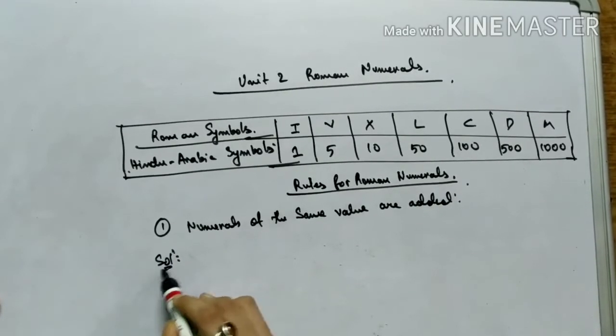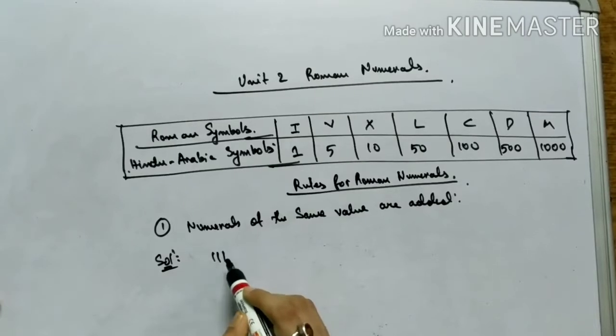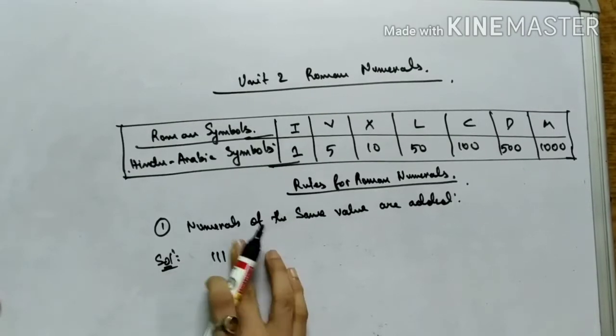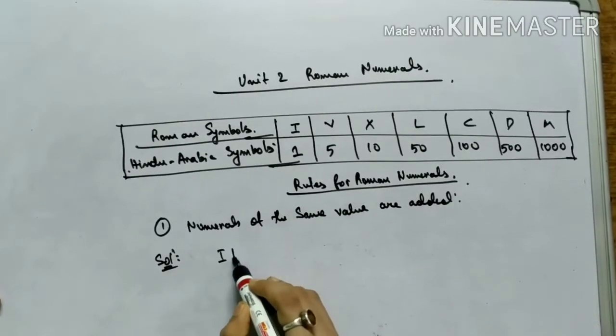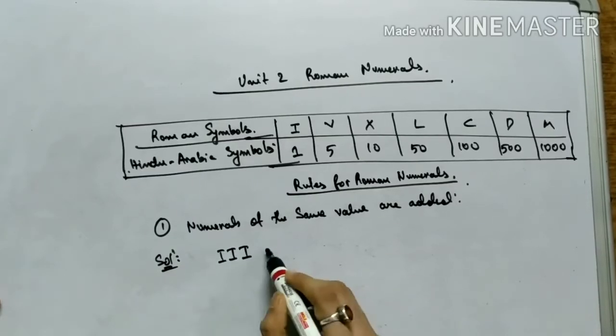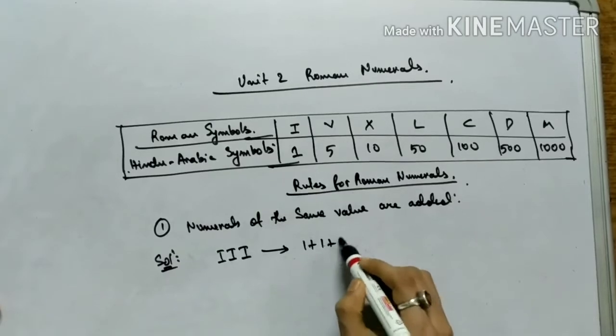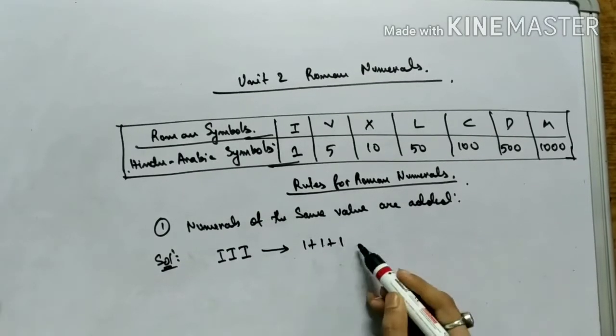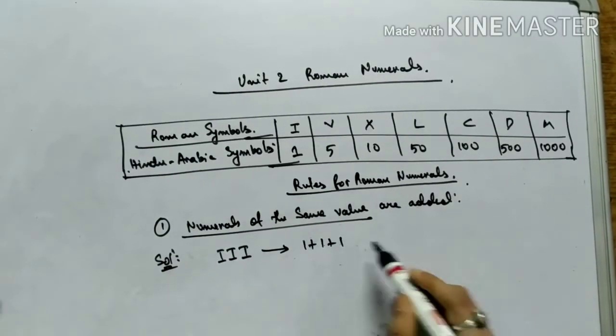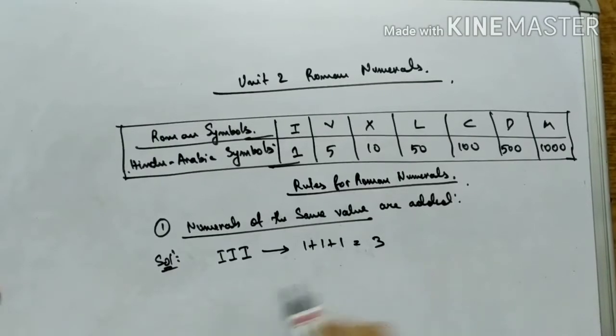For example, if it is written like this, III, what we used to do is 1 plus 1 plus 1. I means 1, so 1 plus 1 plus 1. Numerals of the same value are added. So this way it will give me 3.